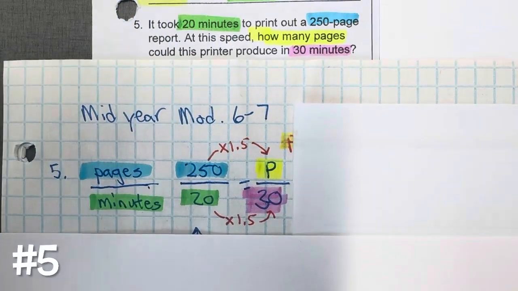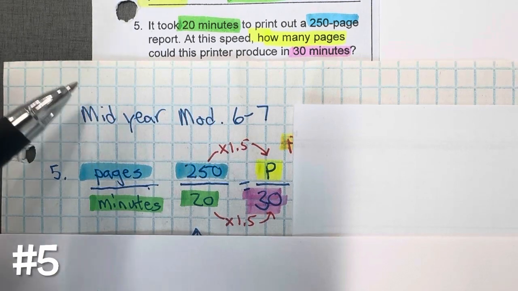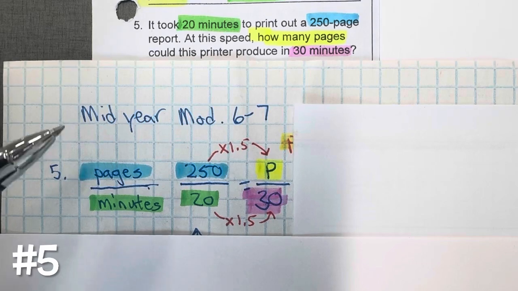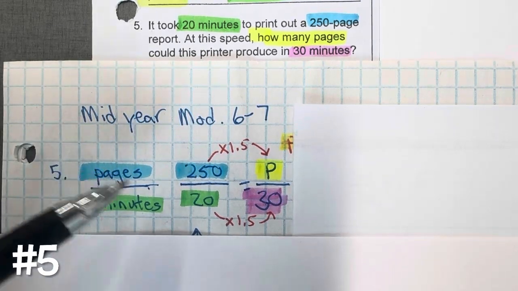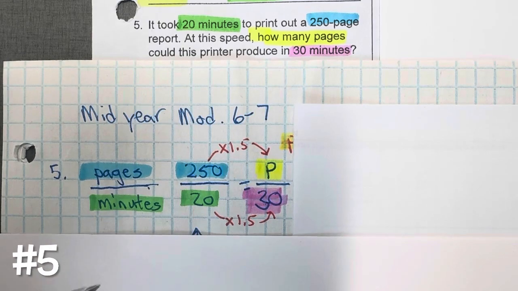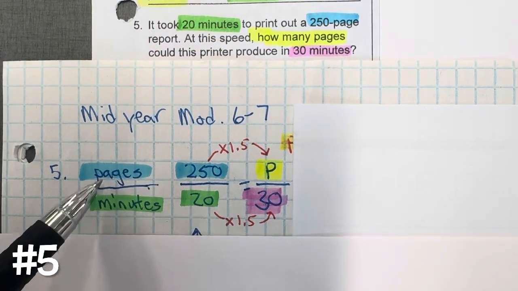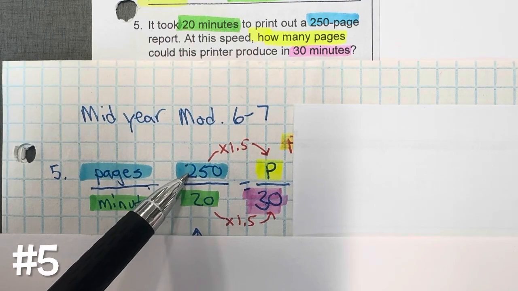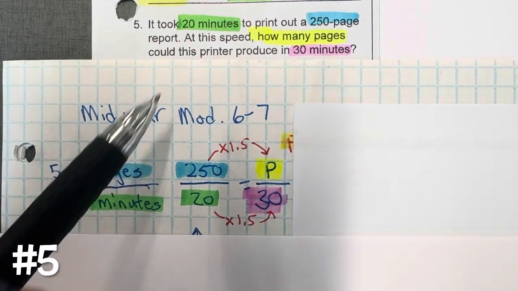Number 5, it took 20 minutes to print out a 250-page report. At this speed, how many pages could this printer produce in 30 minutes? So there's 2 ways we can do this. 1, set it up as a proportional relationship, or 2, find the unit rate. So I'm going to first show setting it up as a proportional relationship. So we have 250 pages in 20 minutes.